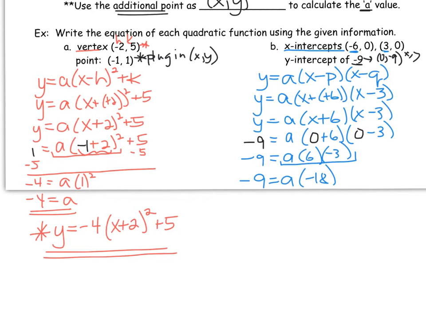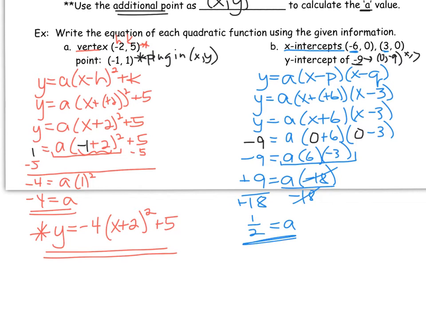Negative 18 is being multiplied to our a value. Therefore, to move it over, we need to divide. Fractions are our friends, decimals are not allowed. We have two negatives that make a positive. 9 over 18 reduces to 1/2.